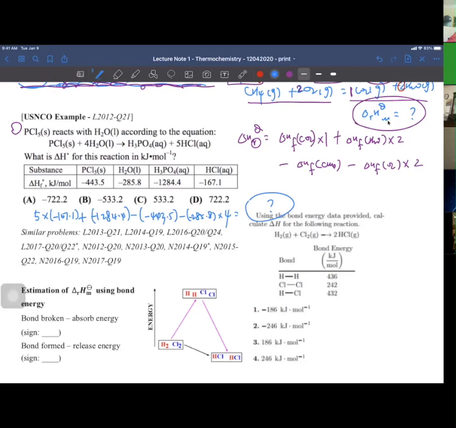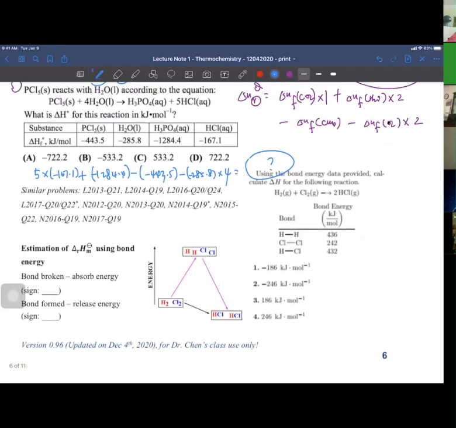Okay, you can check the answer by yourself because I listed the year here and the question number to check it by yourself. Okay. The next part is the estimation of the delta H by using the bond energy. For example, if we want to calculate the enthalpy change of this process, which is hydrogen gas combusted in chlorine gas to produce 2 mole of HCl, H2 plus Cl2 produce 2 mole HCl gas, right? How can we do this?